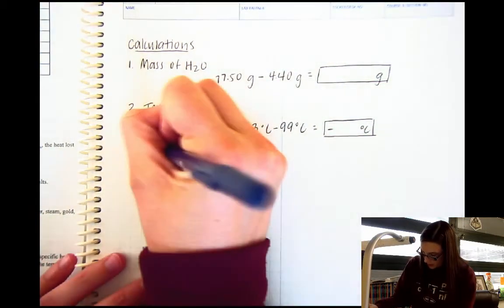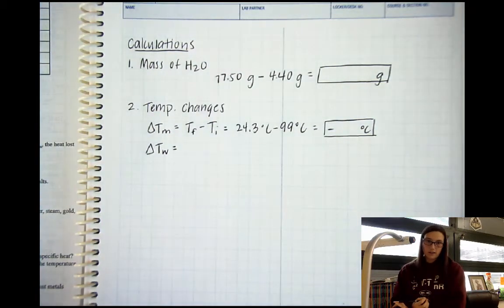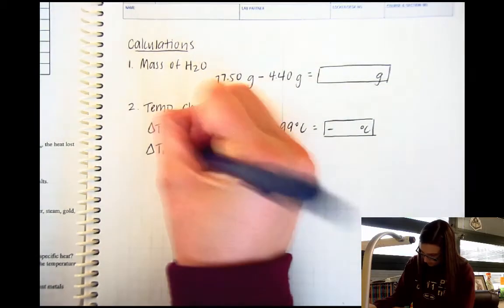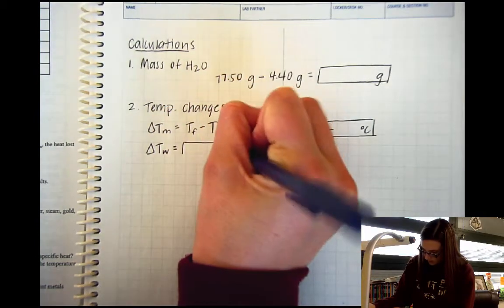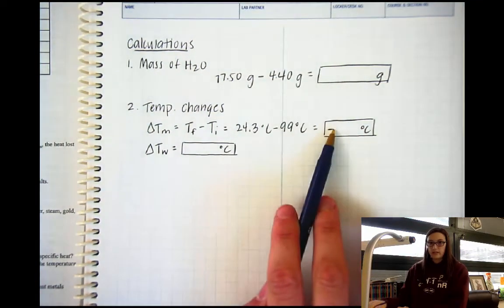Then I can go ahead and just write the answer for delta T of water. You can show the work if you want, but you don't have to. This should be a positive value. The water warmed up. Metal cooled down, water warmed up.